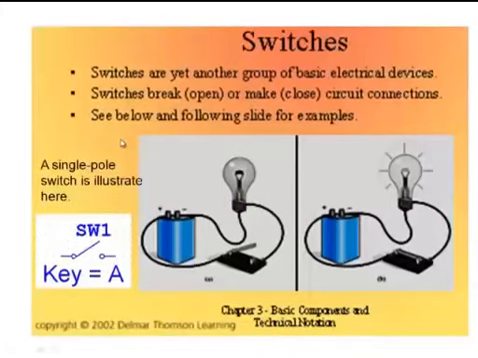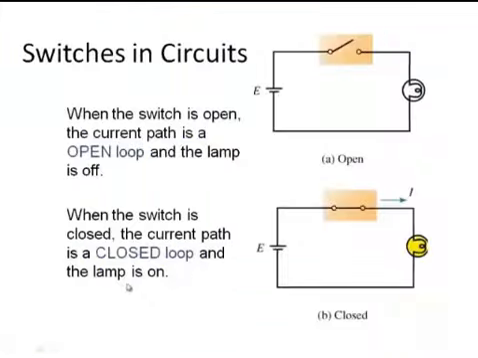Let's take a look at some switches. Switches in simple circuits. If the switch is in this position here, it is open, which means that there is no current flow because there is no path for the current to go from the positive terminal of the battery around the circuit and to the negative terminal of the battery. So there's no complete loop. So we call this an open loop.